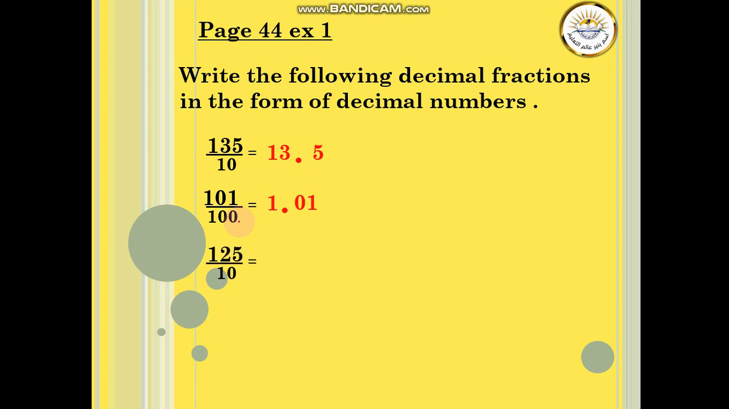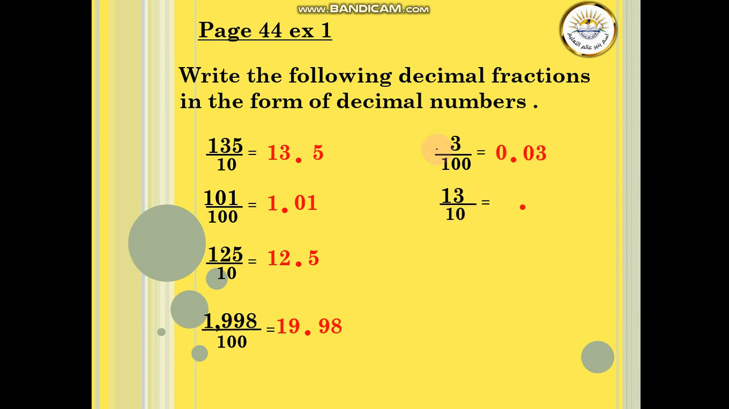Now I have 125 over 10. Over 10, this means I should have one digit after the point. So the point should be here because I count one digit and I put the point. So 12.5. Now I have 1998 over 100. I should count two digits, 1, 2, and I put the point. So 19.98. 3 over 100. So I have 3, I count 2 digits, 1, I should add 0, 2, I put the point and I put 0 point, so 0.03. 13/10, 1.3, I should have 1 digit after the point, so I put the point here.